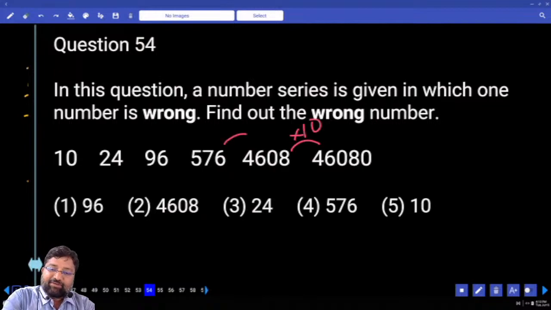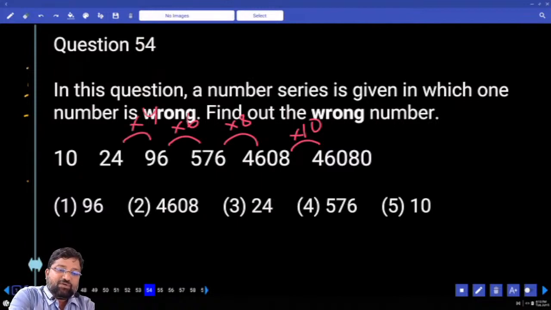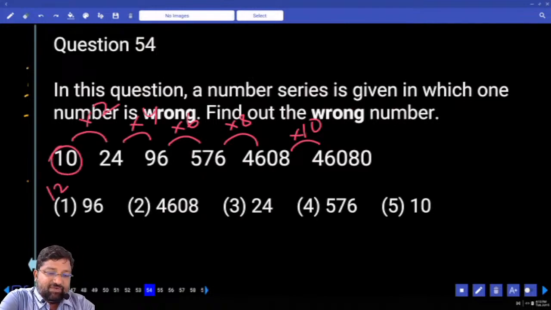Into 10. What is this? Is it into 9 or into 8? Come on, is it into 9 or into 8? It is into 8. This is into 6. This is into 4. This should be into 2. This is your wrong number. It should be 12. 12 to 24. 24 4s is 96. 96 into 6 is 576. 576 into 8 is 4608. Correct.